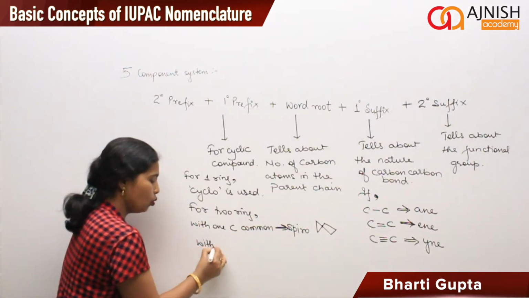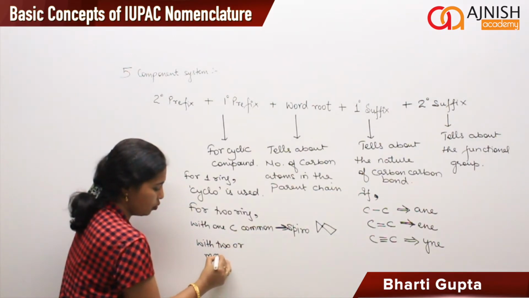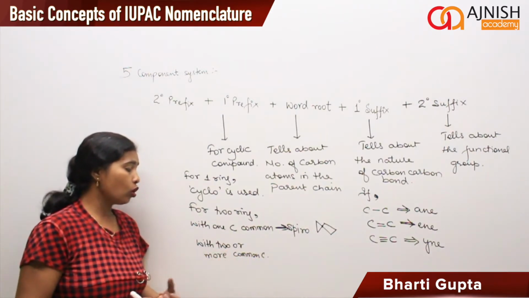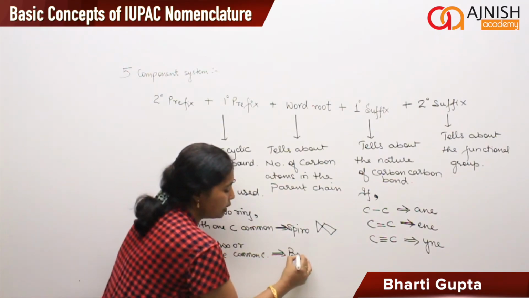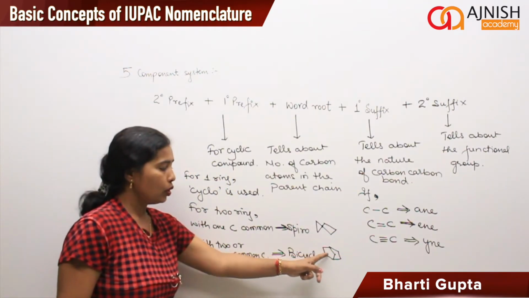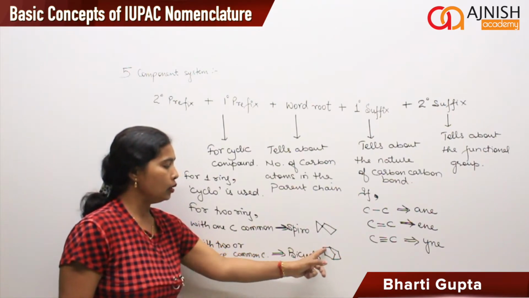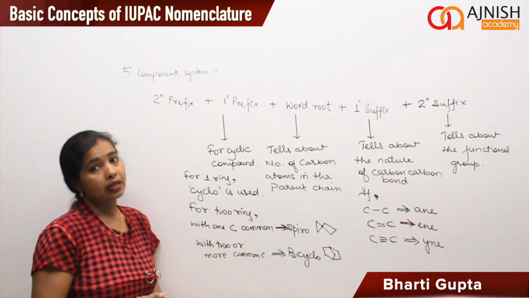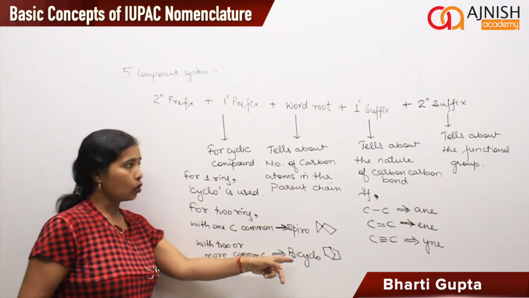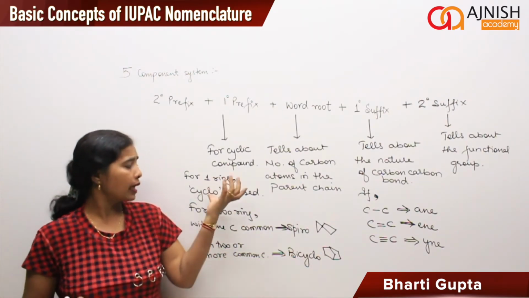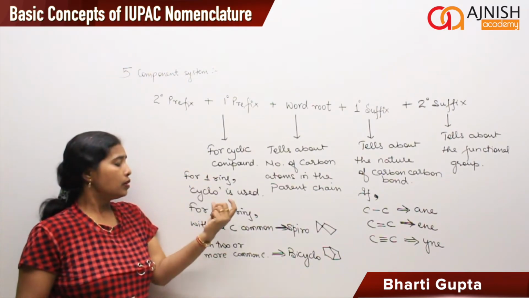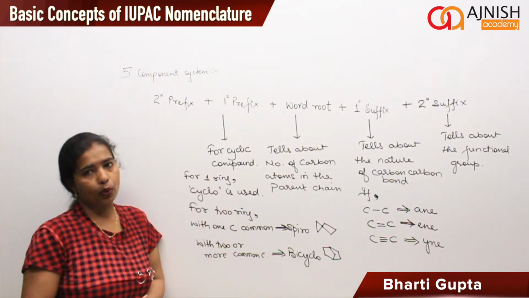And with two or more common carbon, if there is a ring having two or more common carbon, then we use the prefix bicyclo. So if we have this type of compound, we can see there are two rings and three atoms are common in the two rings. So this compound is called a bicyclo compound, and for such compounds we use the prefix bicyclo before the word root. We will see in detail the nomenclature of cyclic compounds, spirocyclic compounds or bicyclic compounds. For now, the primary prefix can be cyclo, spiro or bicyclo.